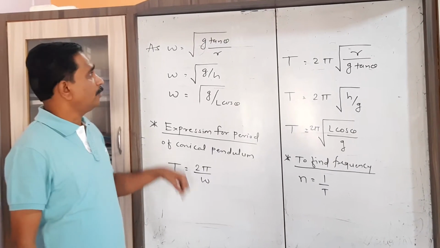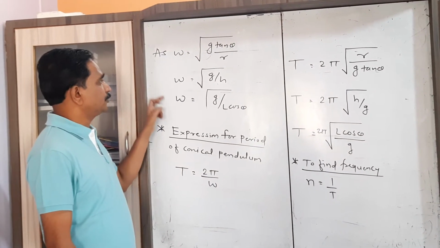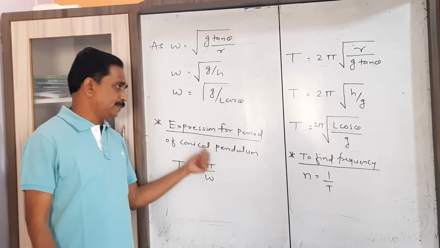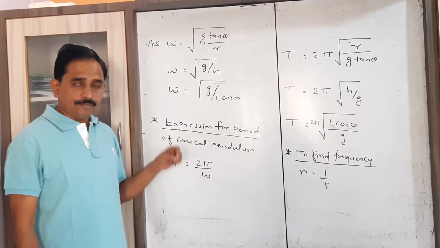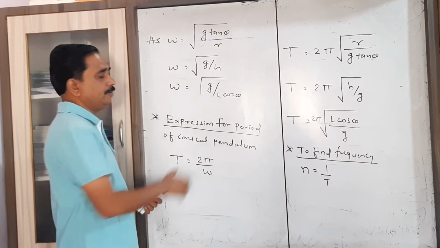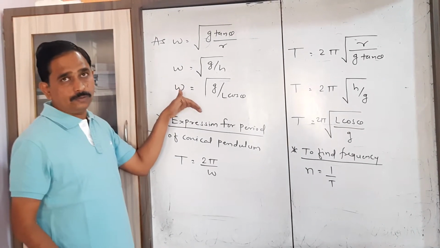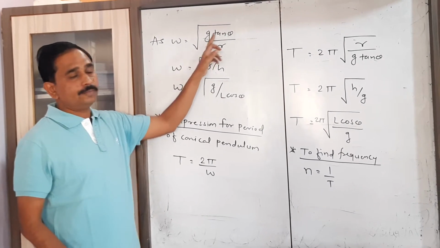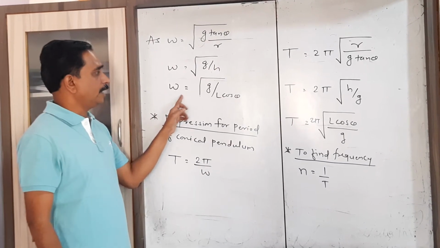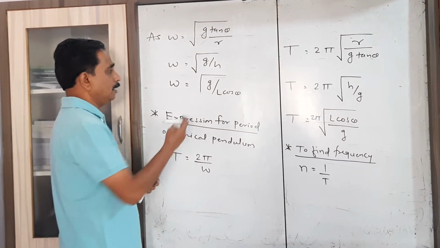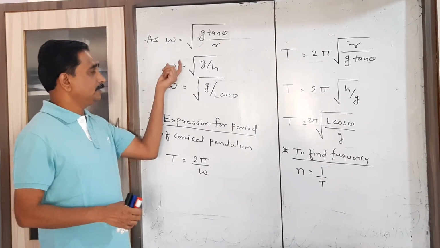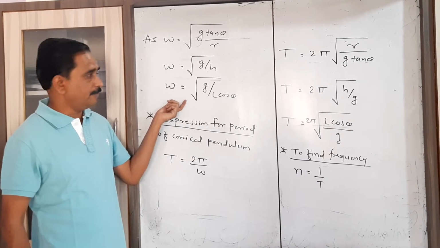Now, from the values of angular speed, we can also find the expression for period and frequency of a conical pendulum. In my previous video, I derived these three values: omega equal to under root of g tan theta upon r, omega equal to under root of g by h, omega equal to under root of g upon L cos theta. You can understand the derivation of these three values from my previous video.